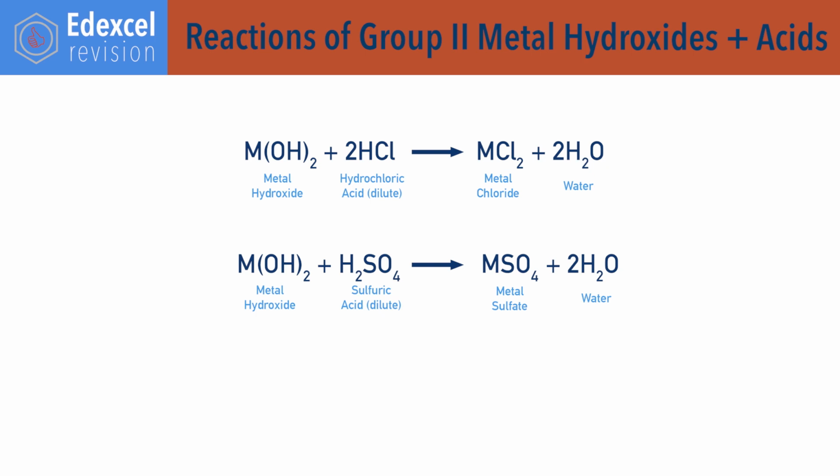However, for the reaction of barium hydroxide with dilute sulfuric acid, barium sulfate, BaSO4, gets produced. And as barium sulfate is insoluble, a white precipitate forms.